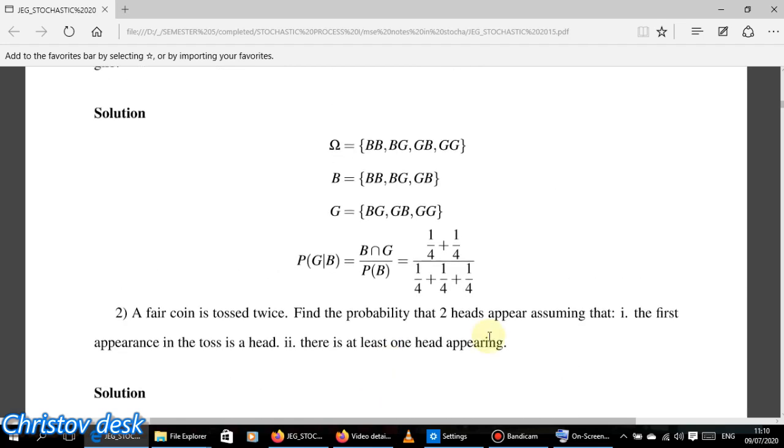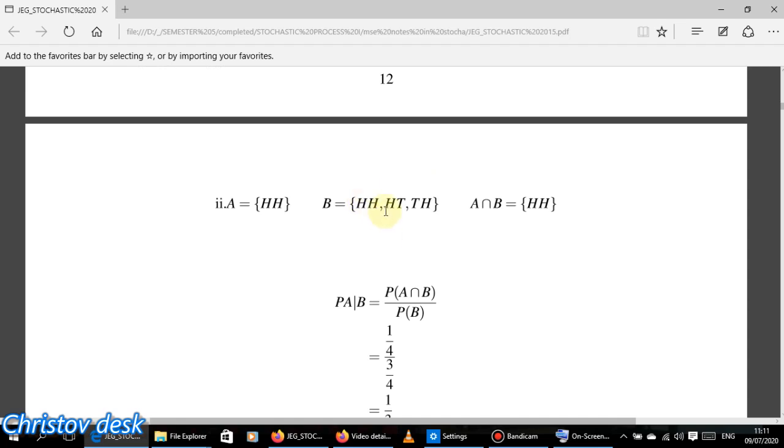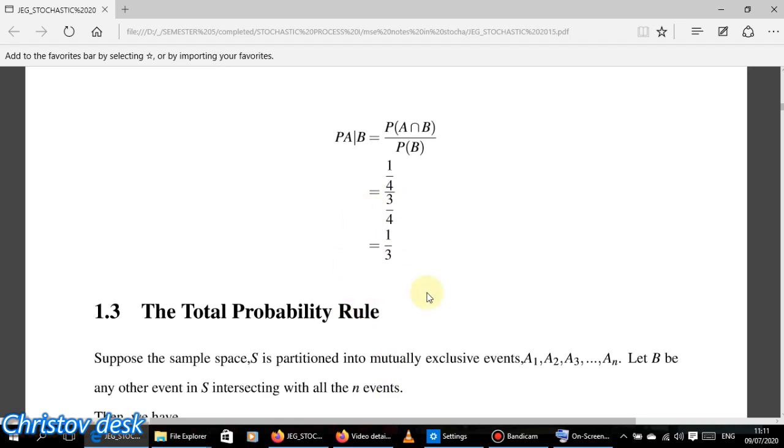For the second one, A remains the same, but B changes. There is at least one head appearing, so you have three elements in B: HH, HT and TH. The intersection is still HH, so that probability is 1/4, but B has now changed to 1/4 plus 1/4 plus 1/4, which is 3/4. So 1/4 over 3/4 gives you 1/3. Okay, all right.